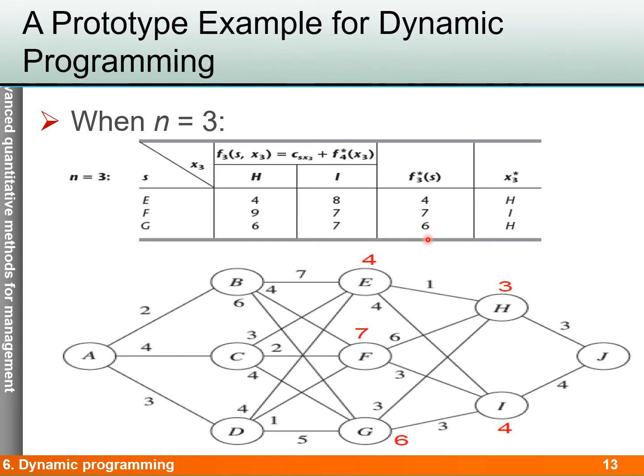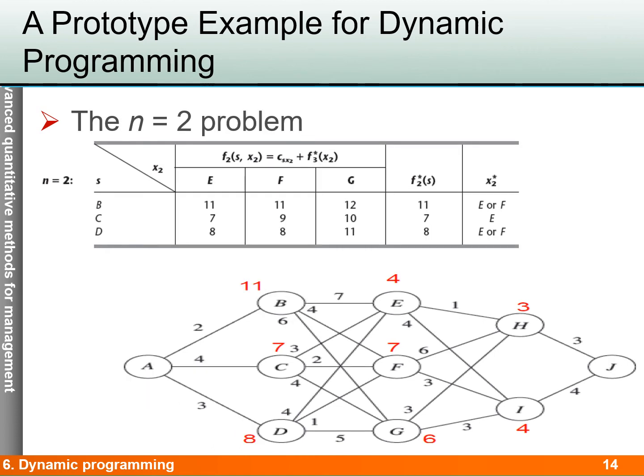And this 6 comes from node H again for G, no? 3 plus 3. So let's continue the same idea for the next steps and see what the final solution is. So the time is for this n, the n equal to 2. We are here, guys, and we want to make a decision.